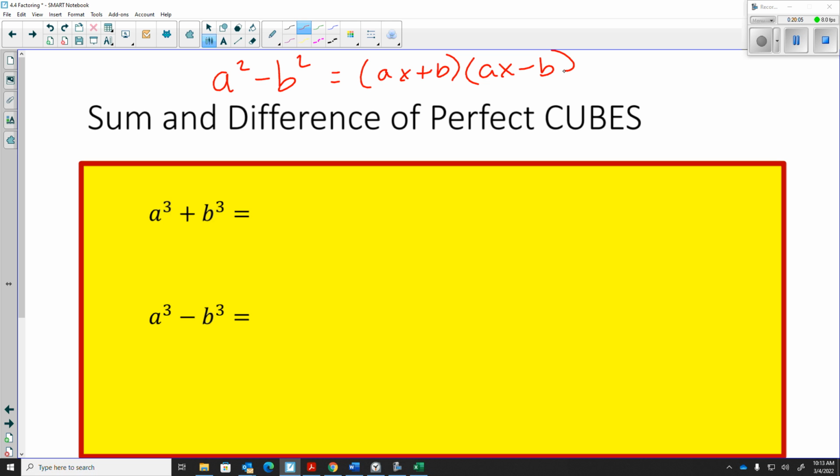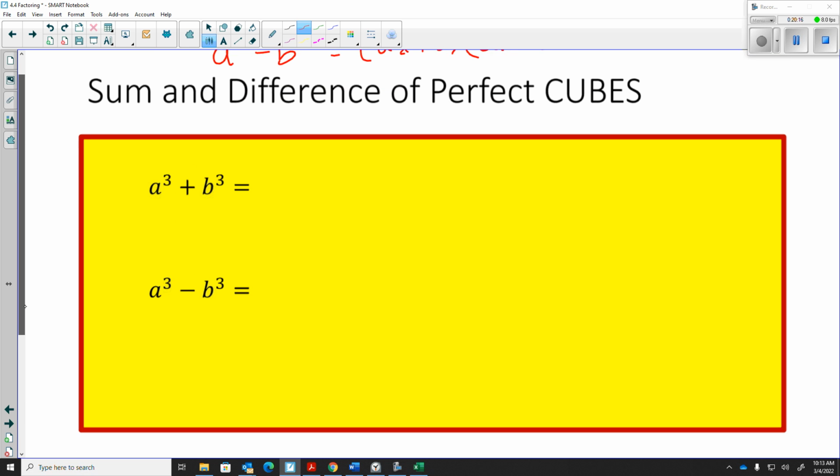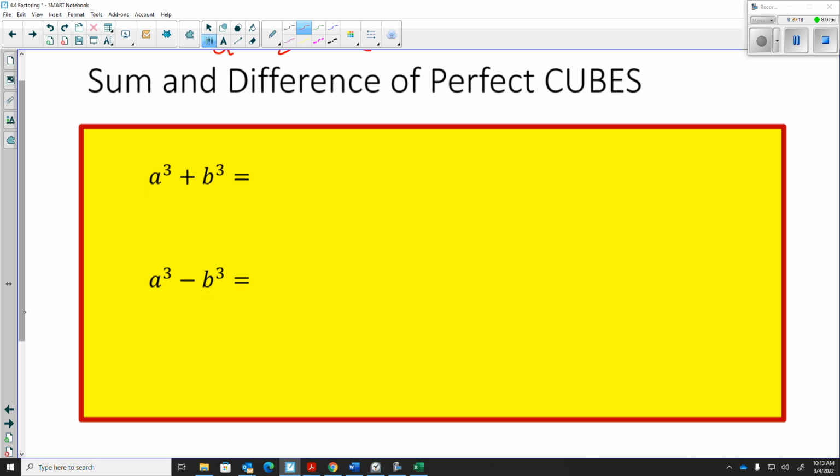Like I said, they're not going to be crazy important for us. I just want you to see them one time before you go to a college algebra or pre-calculus. Okay. Here it is. You ready? If it's the sum, well, you got to find the cube root of these things. And then it's a plus b, a squared minus ab plus b squared. Plus minus plus. Yeah, I think that's it.